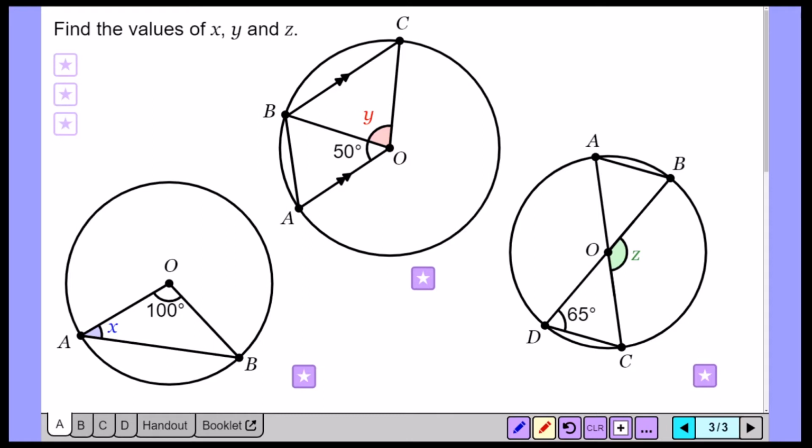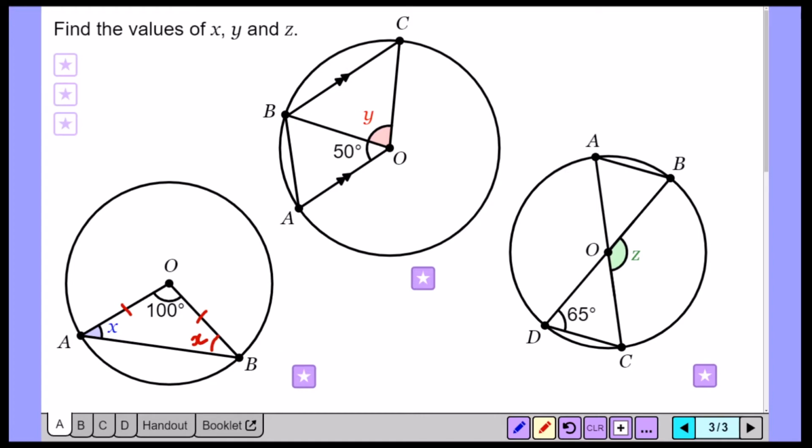In this first example, I should be able to recognise that this triangle we're given is isosceles. That's because the line OA and OB are equal, as they both represent the radius of the circle. From this, I can therefore say that this angle must also be x because it's isosceles and they're the same.